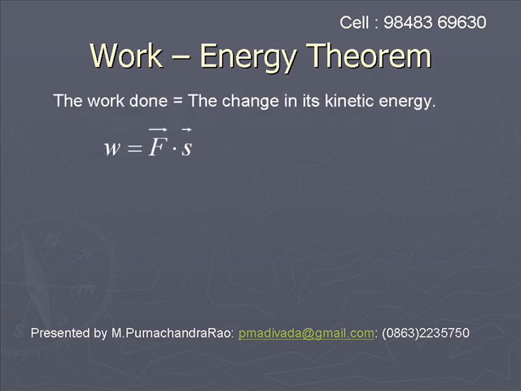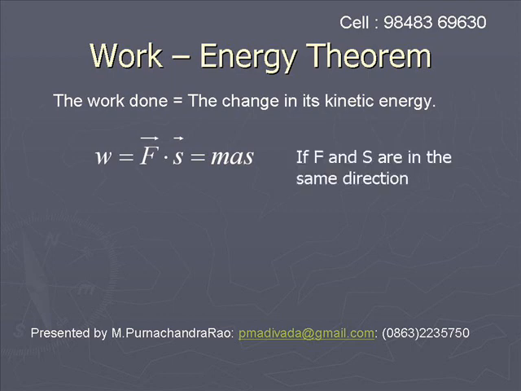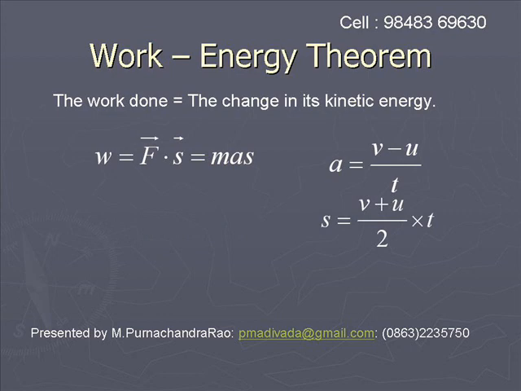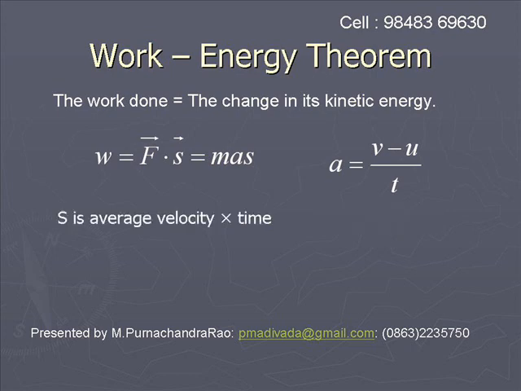We know that work is equal to F bar dot S bar. It can be written as MAS. If F and S are in the same direction, F is equal to MA, hence W is equal to MAS. But we have the relation acceleration A is equal to V minus U by T, if U is initial velocity and V is the velocity after a time T. S is average velocity into time, so S is equal to (V plus U) by 2 into T.